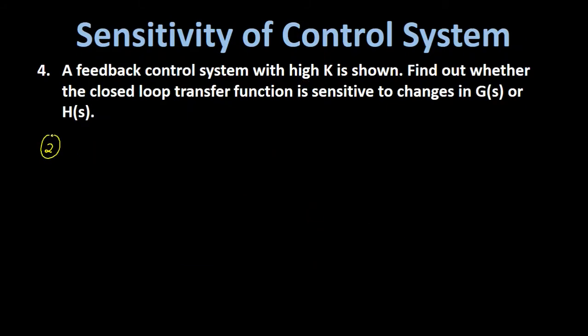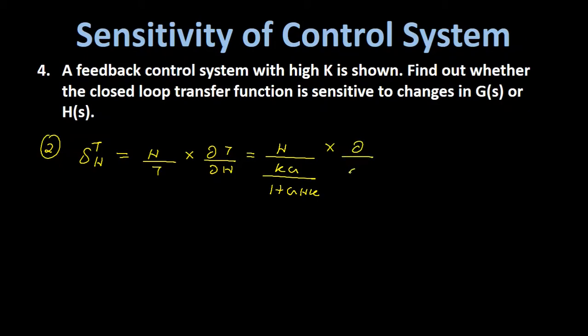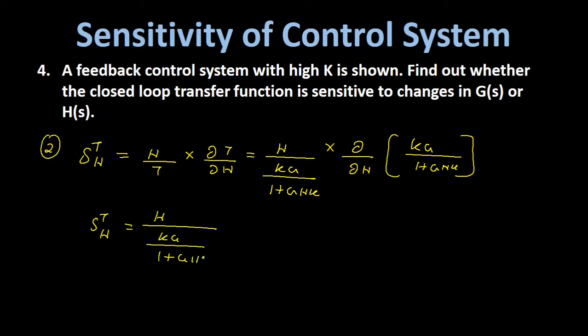Next we are going to find the sensitivity of T with respect to the feedback path transfer function H, and its formula is H by T into del T by del H. Now we put the equation of T here, and we get H by KG divided by 1 plus GHK, into the partial differentiation of KG divided by 1 plus GHK with respect to H. After differentiating with respect to H, we get 0 minus G squared K squared divided by (1 plus GHK) whole square.